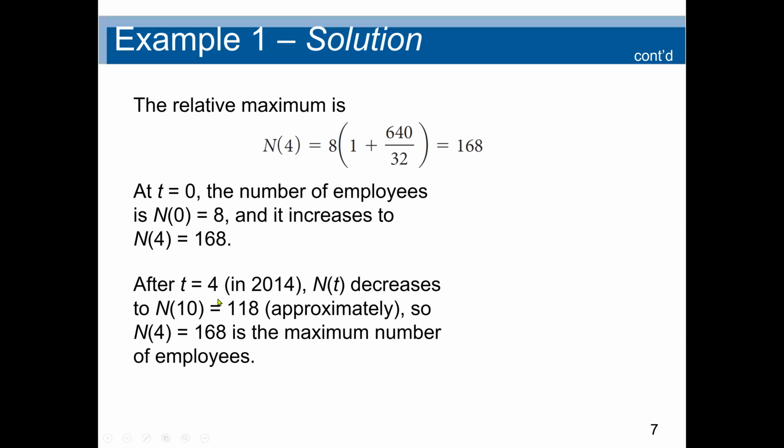So here we say after t equal to 4, which is 2040, n decreases to n at 10, that will give me 118. So n at 4 years gives us 168 as the maximum. We have the value 4, and we can try any value: 6, 7, 8. We will see that the answer will be less than 168. Any value we try between 0 and 10 will be less than 168. 4 will give us the maximum.